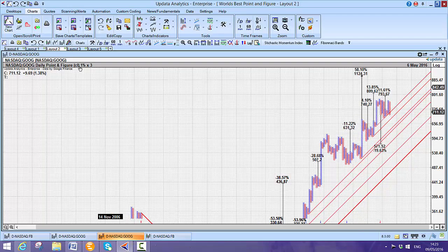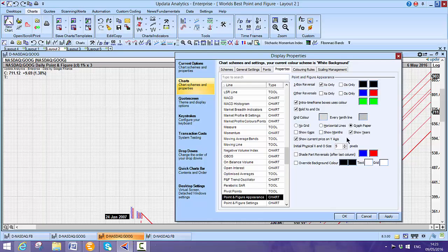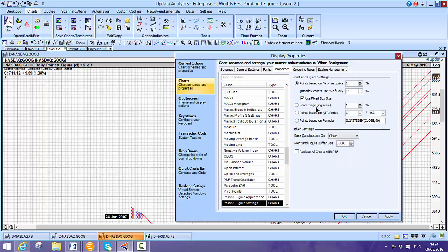There are also a lot of configuration features with the system, so you can go and change the appearance of the point and figure, so you can decide which colors you want, whether you want to see the changing time frame intraday in another color. You can change the physical size of the point and figure, all sorts of things. And then the settings, again, a lot of different things here, again based on lots of user feedback. So intraday price charts use 15% of the daily, and here we use 1% of the daily. You can change all of this. You can even base your box size on an average true range formula or your own standard deviation formula. The sky really is the limit.